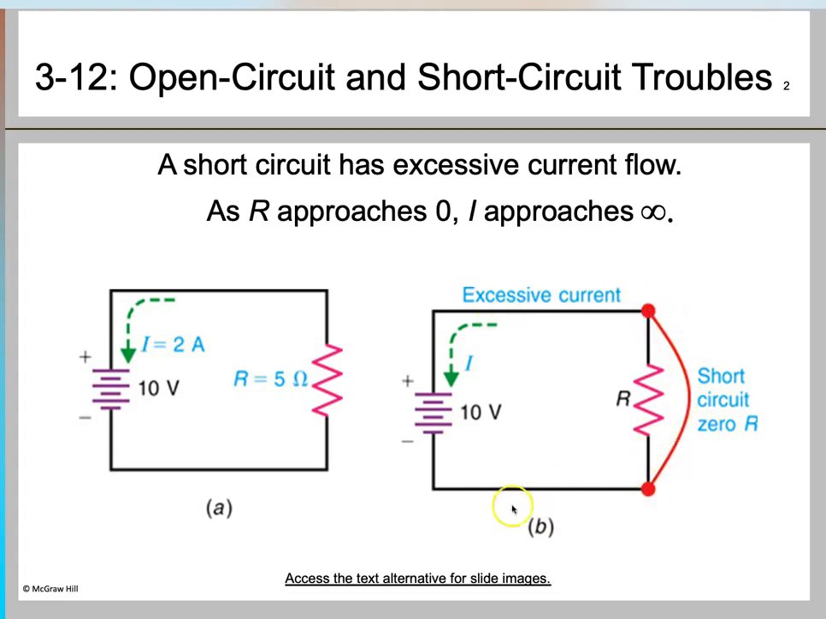So current will flow through this, and that current is going to be a heavy current because the resistance is zero. As resistance approaches zero, current approaches infinity. They have an inverse relationship. So a short circuit has excessive current flow. So this was your short circuit in a series circuit.